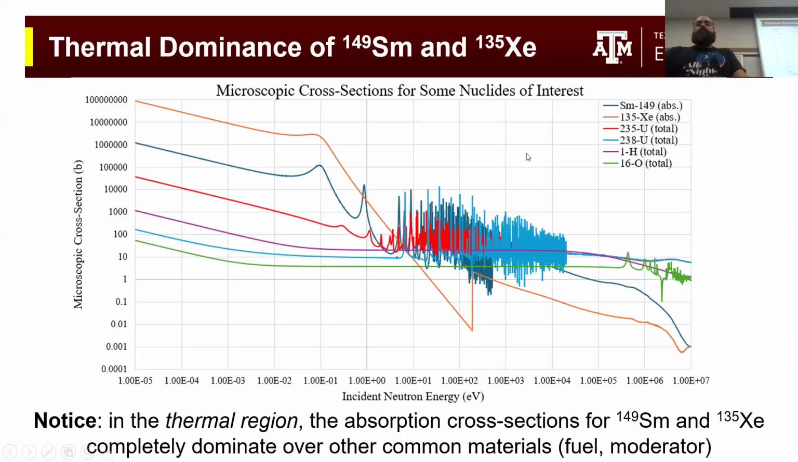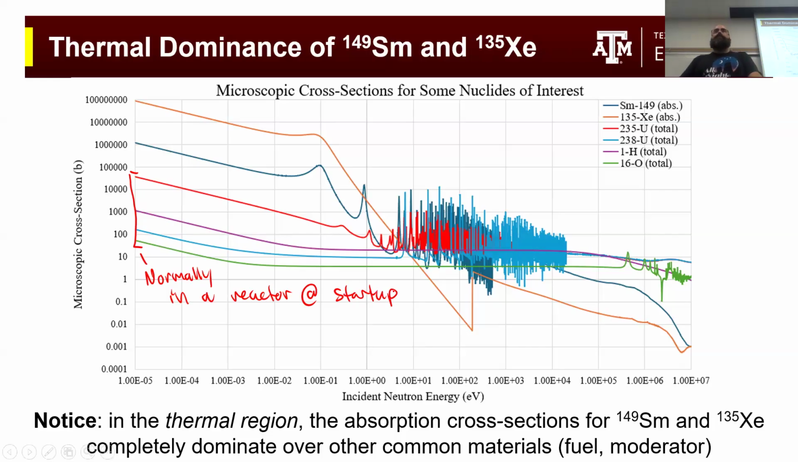This is a plot of cross sections for some nuclides of interest that we might see in our reactor. This red line is the total cross section of U-235. This purple line is the hydrogen cross section. This blue line is the total cross section for U-238. This green line is the cross section for oxygen. Those are the things that are normally found in a reactor, like at startup.